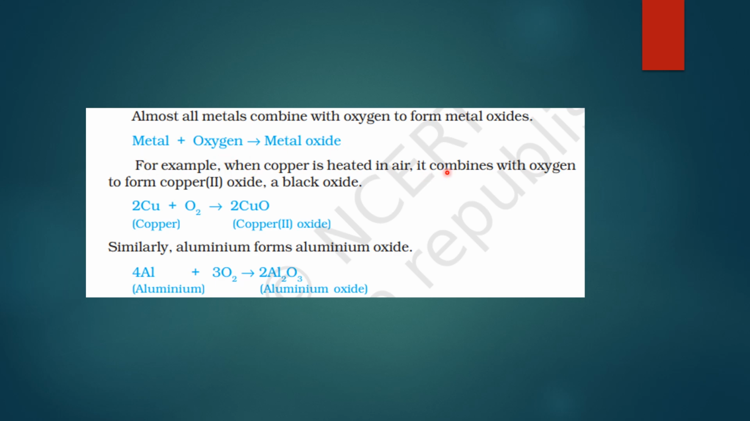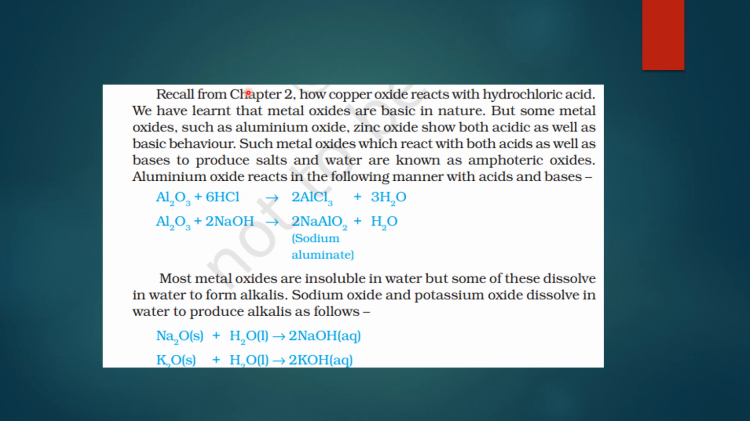When copper is heated in air, it combines with oxygen to form copper oxide, the black oxide. The reaction is Cu plus O2 gives CuO, and this is balanced now. Aluminium forms aluminium oxide. So Al plus O2 gives Al2O3, and you can balance it. In chapter 2 we learned how copper oxide reacts with hydrochloric acid.